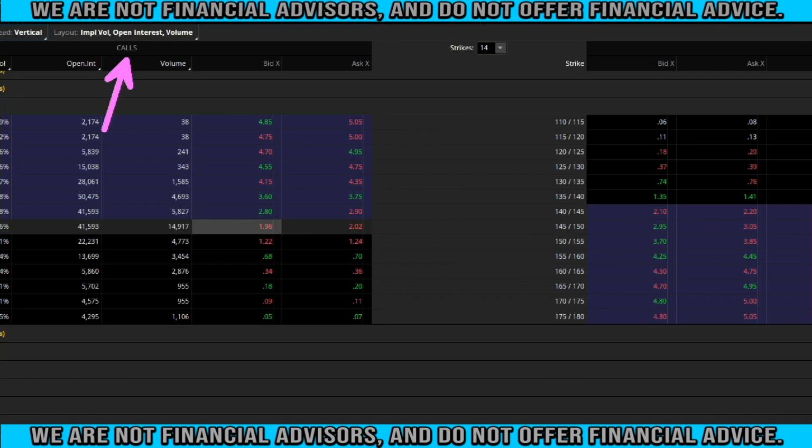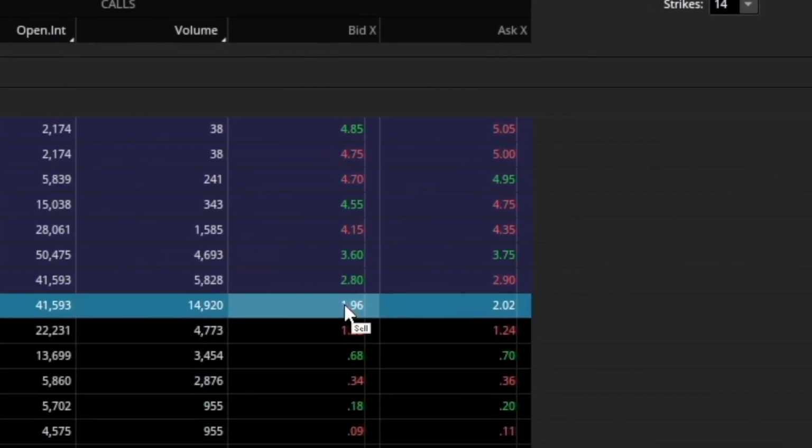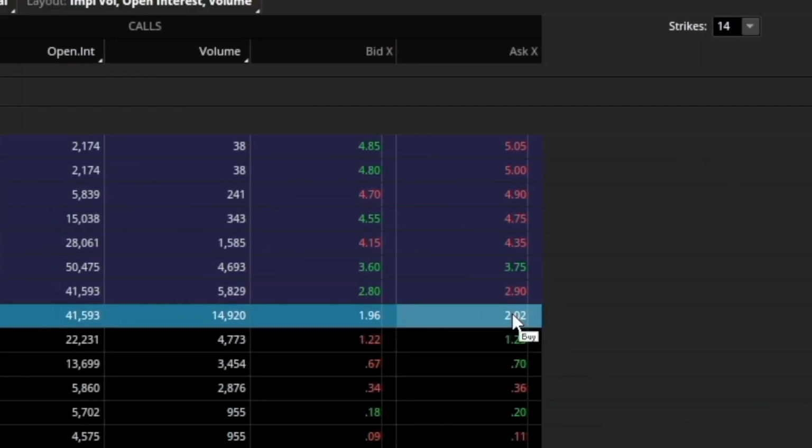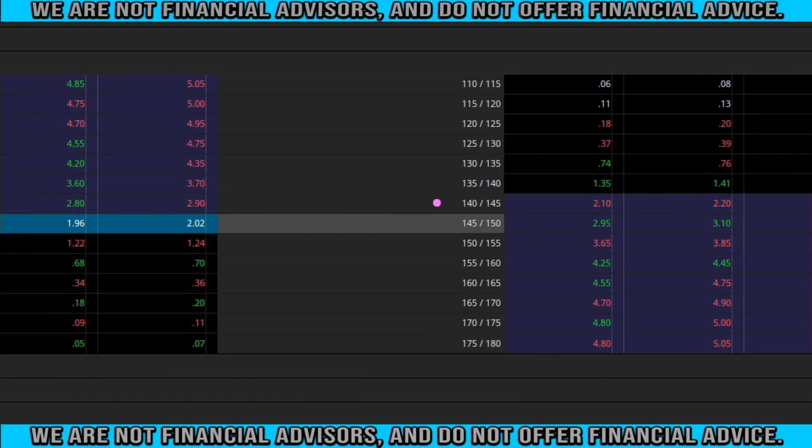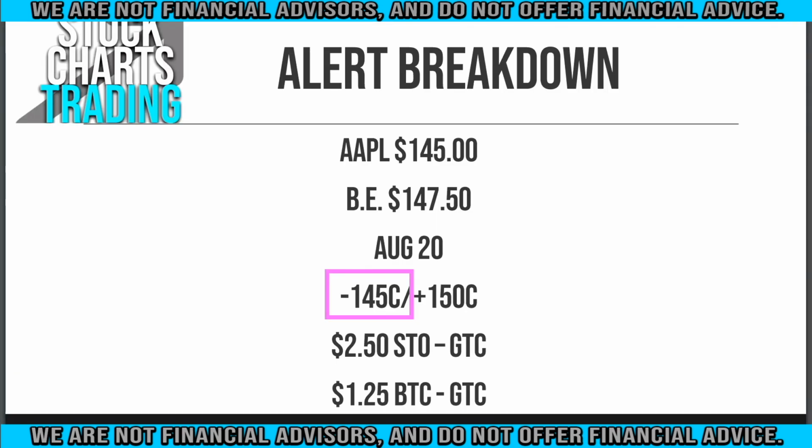Just remember, when you're on the calls, the bid is sell. See how the word sell comes up as you hover over this mark? And then on this side, the ask, as you hover over it, it means buy. But when you have the vertical spread set up, you just click on here and it will place the trade for you. So let me give you another visual.